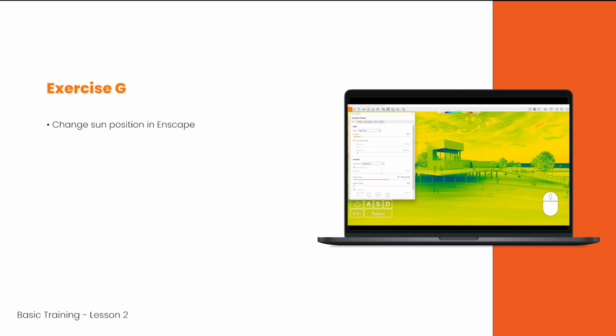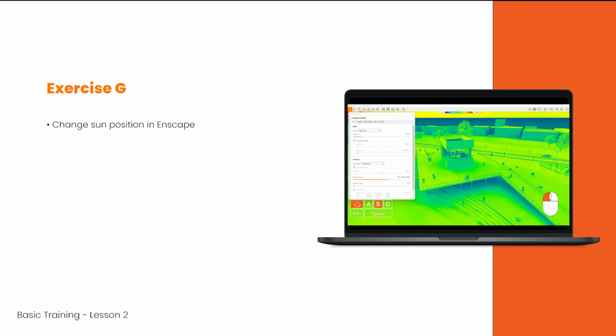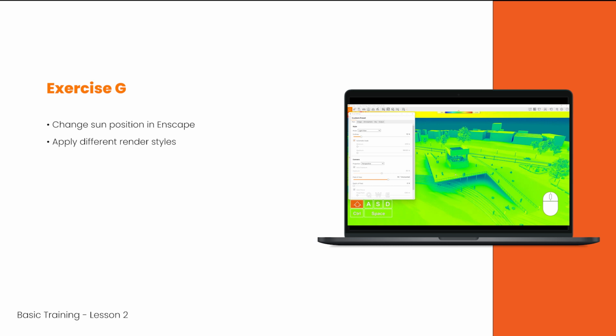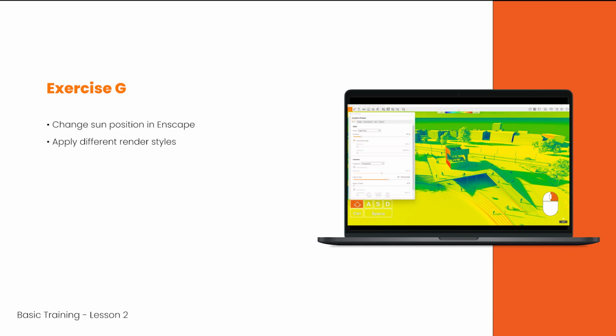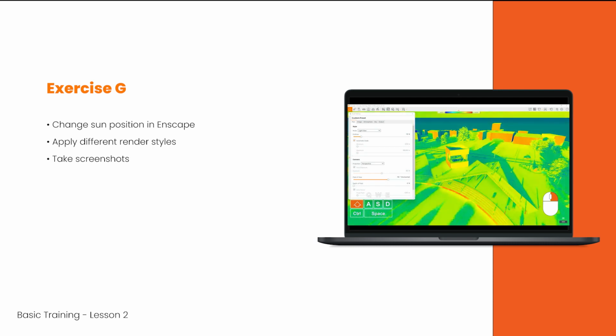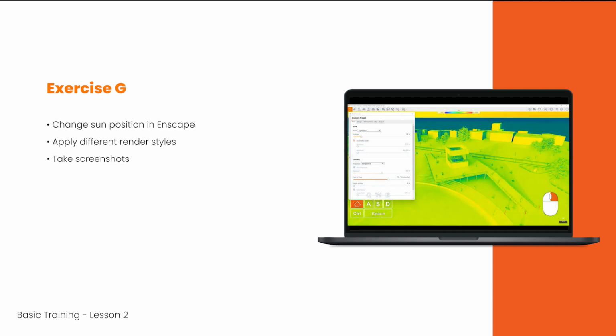Change the sun position in Enscape using Shift combined with the right mouse button and move the mouse, or use the U and I keys as an alternative. Try out the different render styles and take screenshots. Take your time. Pause the video. Have some fun. Once you have some nice renderings, we'll continue with the recap for this lesson.